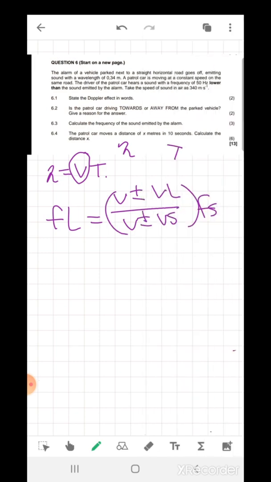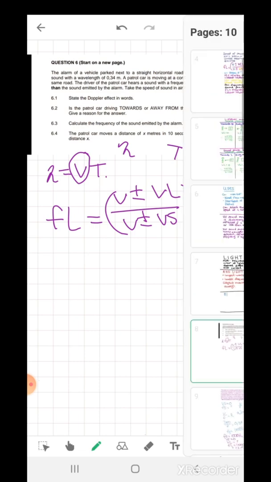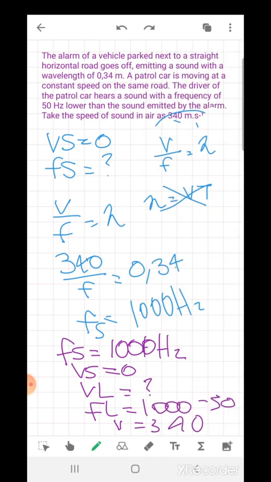All right, that's correct. Now, how you determine whether the numerator or denominator is going to be positive or negative, I already discussed in my first video, but just to recap, if your listener is moving away, you would have the top part as a negative and the bottom part as a positive. If your listener was moving towards the sound source, you'll have your V plus VL, and the denominator would be V minus VS. Okay, so because it's moving away, it's going to be V minus VL. Let's do that. Your frequency of the listener, we got that as 1,000 minus 50, which is 950.